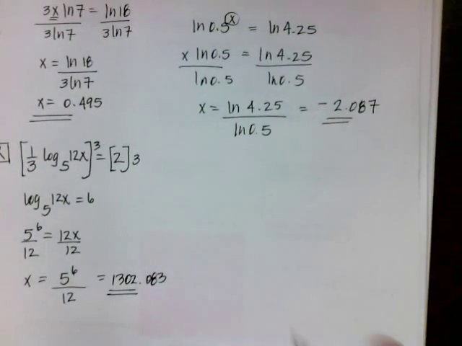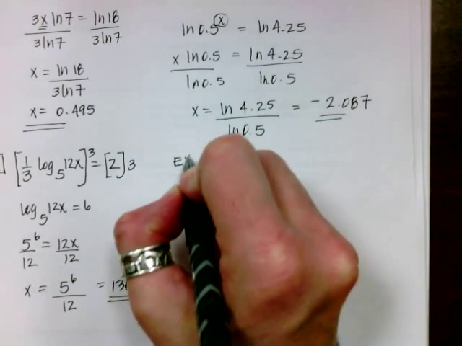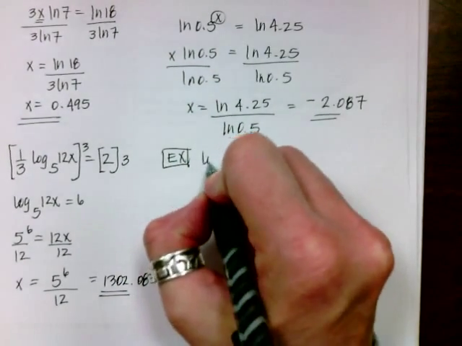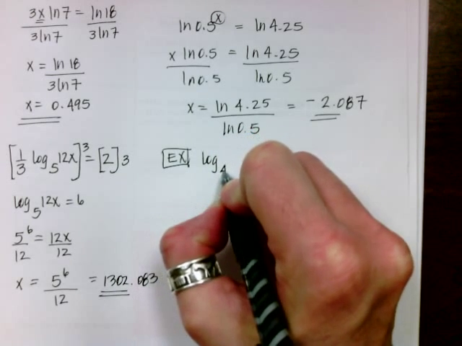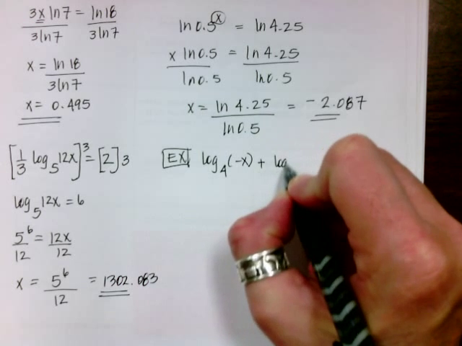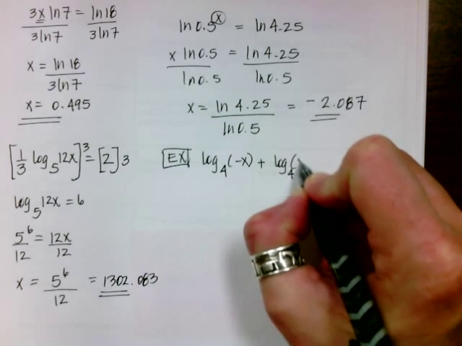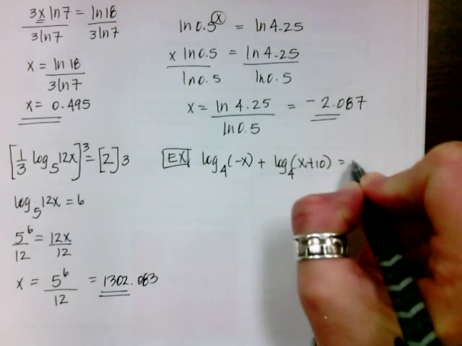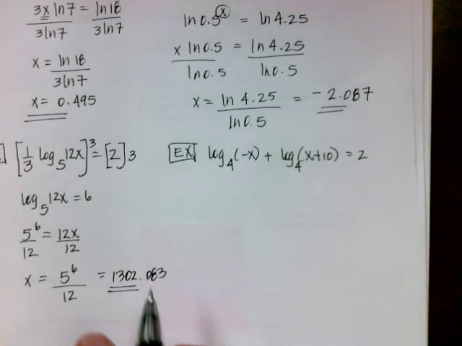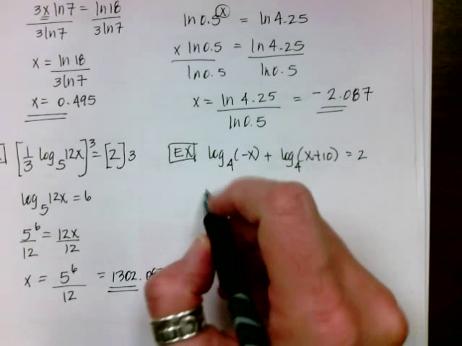Now let's work on an example where we have to use our properties. Here's my next one. Again, they say solve. So I have the log base 4 of negative x plus the log base 4 of x plus 10 is equal to 2. This is in log form, and the first thing that I'm going to do is manage my properties. So I'm going to multiply these two guys together.